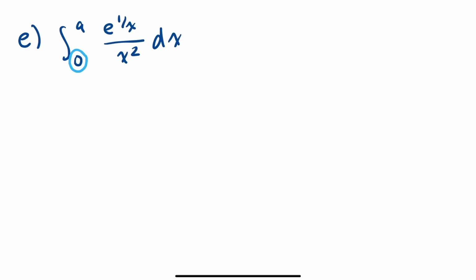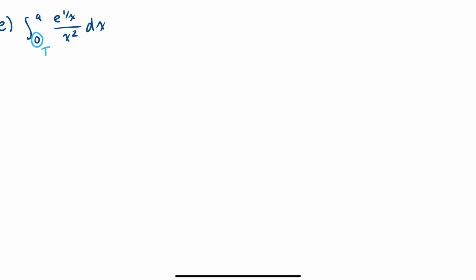What about part E? In part E, we have the integral going from 0 to 9 of e to the 1 over x divided by x squared dx. But right now I see we have a 0 here, which is going to cause some issues because if you plug in x equals 0, you're going to get division by 0, which is not allowed. And so in order to fix that, we'll have to call this some other variable such as t and see what happens as t approaches 0.